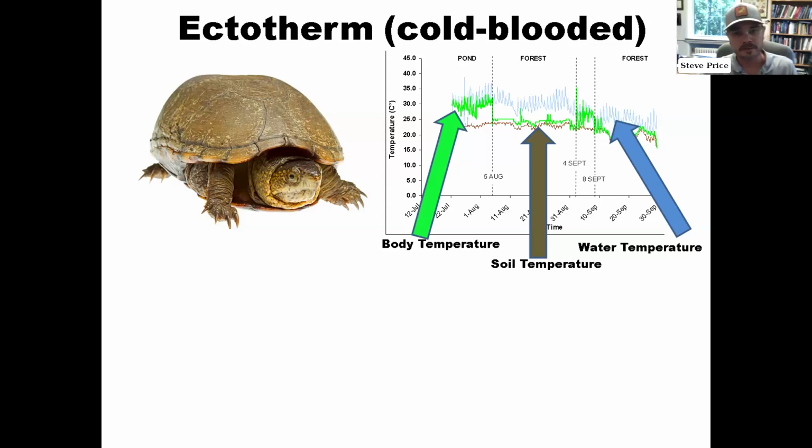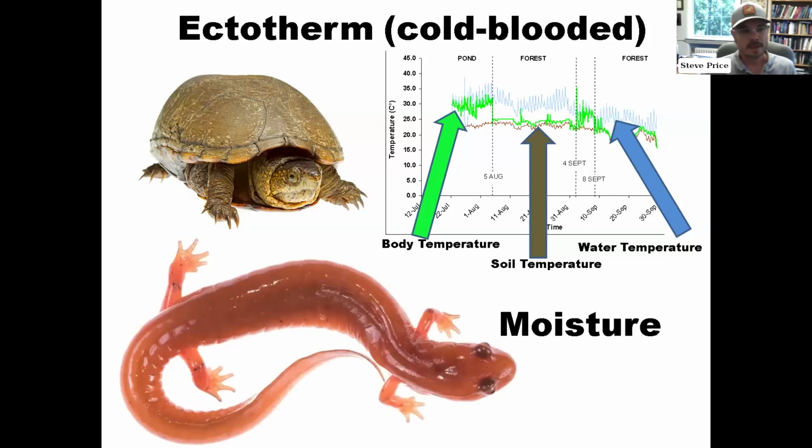Another aspect of importance when it comes to their physiology and how they operate is moisture. This is especially important for amphibians. So amphibians need to have moist skin. And it's not just the fact that they like being in the water, but their skin is a very important respiratory organ. So amphibians breathe through their skin. They also drink through their skin as well. And so that skin has to be moist.